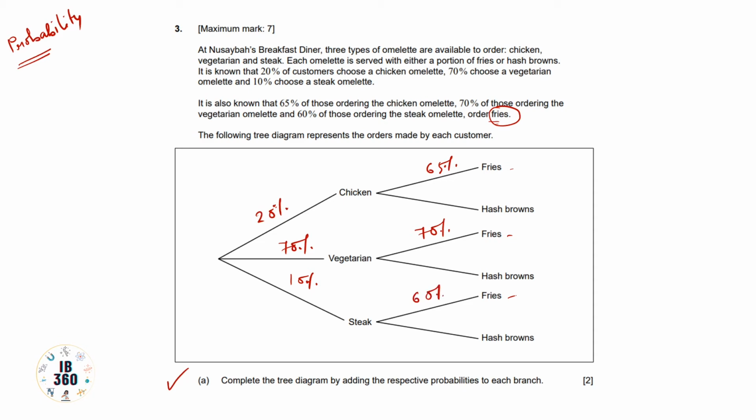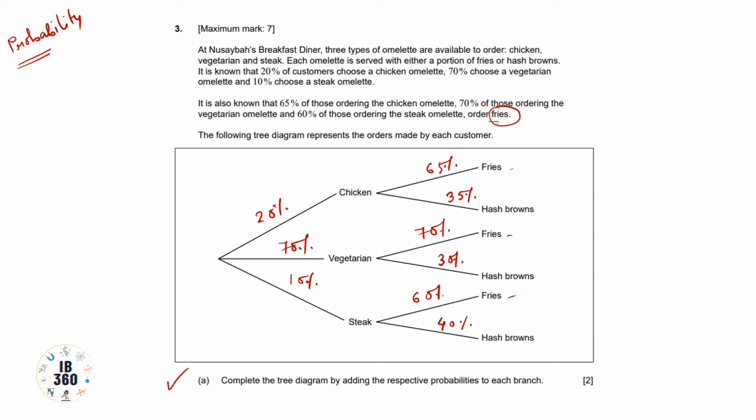If we simplify this part, of those who have ordered chicken omelette, 65% order fries and the rest order hash brown with the chicken omelette. Since this is 65%, obviously we deduct from 100%, so this value will be 35%, this value will be 30%, and this value will be 40%. In this way the complete tree diagram is done.